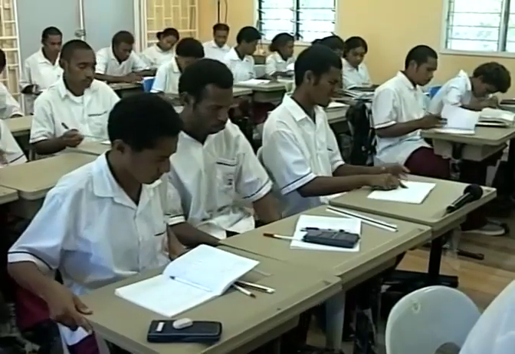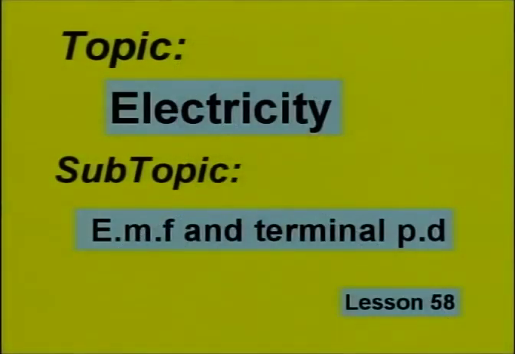All right, quickly to recap on what we went through in our last lesson. We studied resistance in parallel, and you should have identified the differences that exist between resistors in series and also resistors in parallel. In today's lesson we'll go through E.m.f and PD.